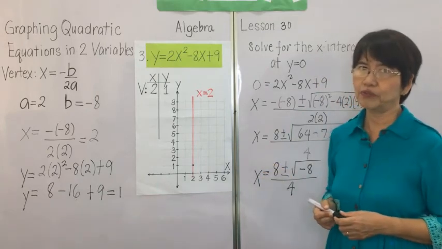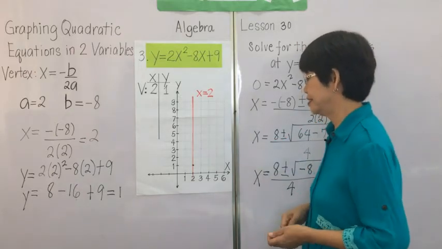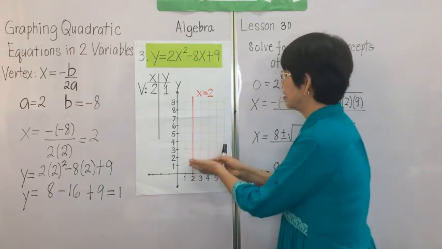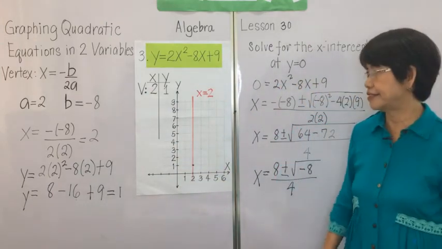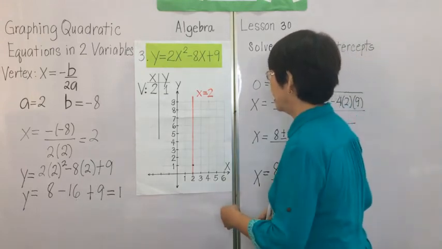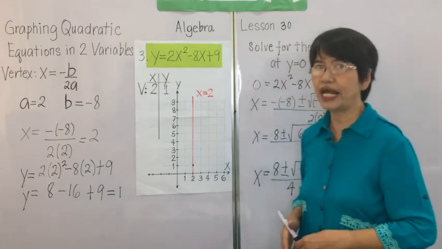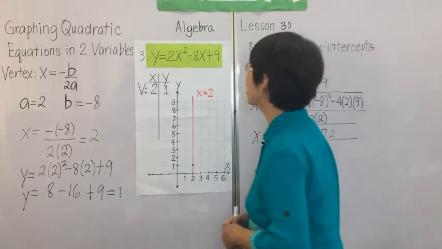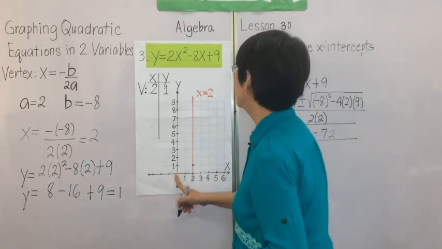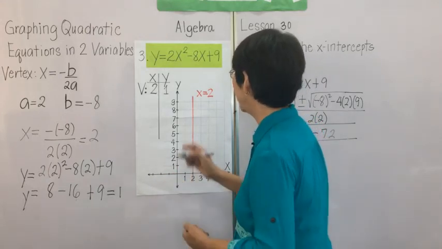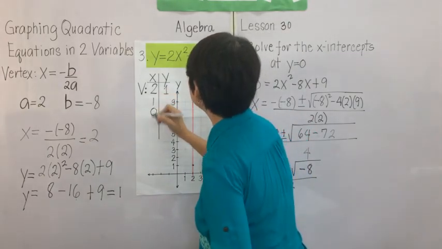So, the only option is for us to get neighboring points of our vertex. There will be no x-intercept because the graph is going up. It will not touch the x-axis. So, let's look for neighboring points to the left of the line of symmetry, and we will assign points at 1, 0, and negative 1, perhaps. Let's try 1 and 0 first.